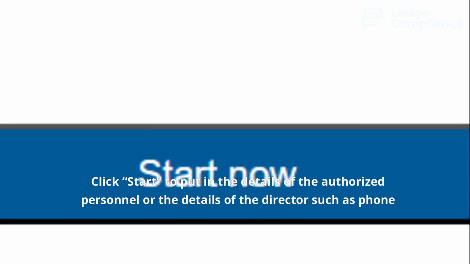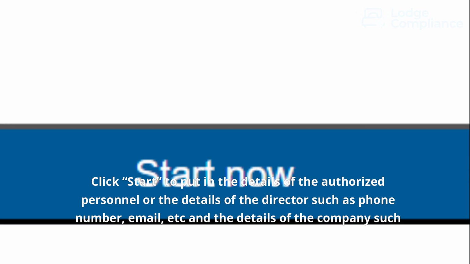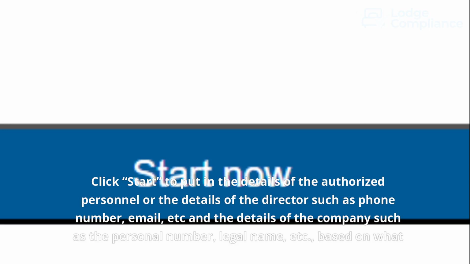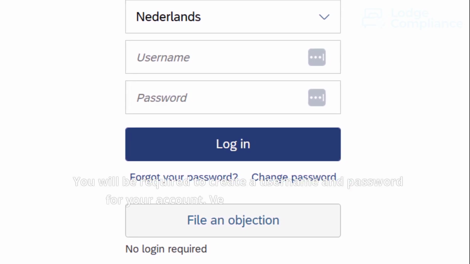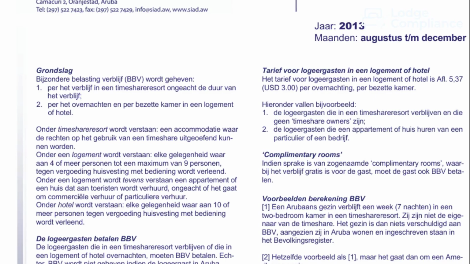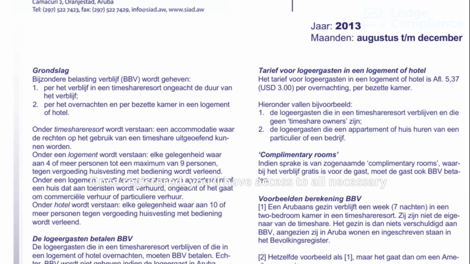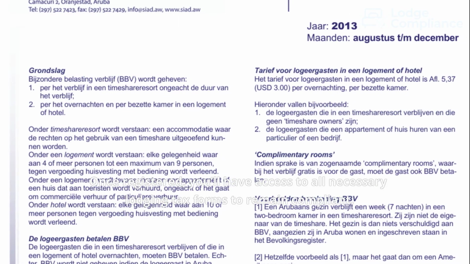Click Start to put in the details of the authorized personnel or the details of the director such as phone number, email, etc., and the details of the company such as the personal number, legal name, etc., based on what applies. You will be required to create a username and password for your account. Verify your email and log in. Once registered, you'll have access to all necessary lodging tax forms to remain compliant.